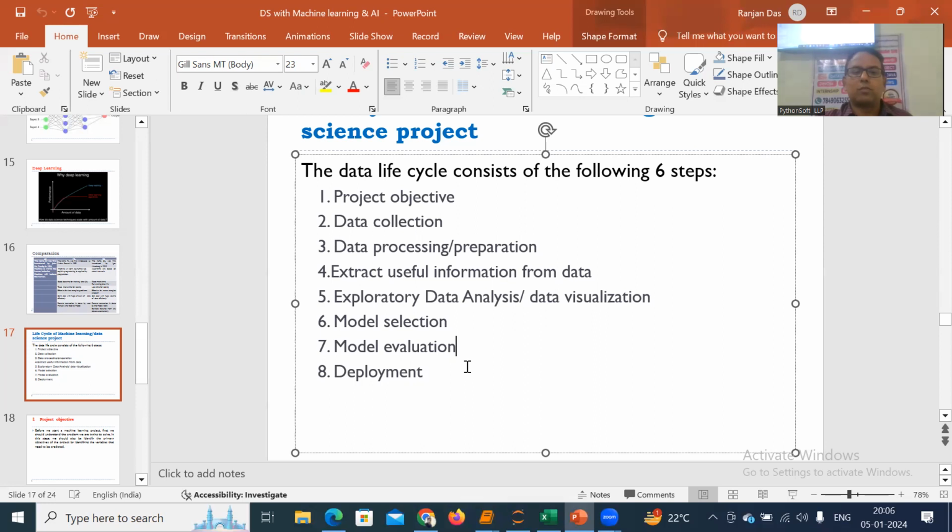Then evaluation, how much accuracy it has. If it is satisfied, if this accuracy is okay, then deploy the model. Design a website or something like that and implement the model so that everyone can use. If the accuracy is not satisfied, again come to data collection. Again collect another data, again repeat the process until your job is done.